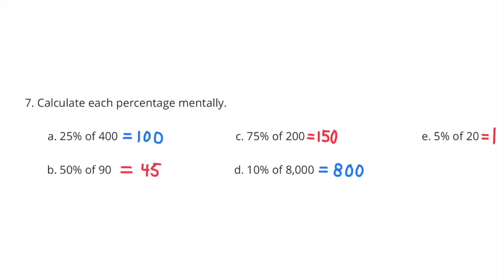Well, I know 5% of 100 is 5, and 20 is 5 times smaller than 100. So if 5% of 100 is 5, then what's 5 times smaller than 5? 1. Another way to think about E, 5% of 20, is I know 10% of 20 is 2, and 5% is half of 10%. So what's half of 2? 1.